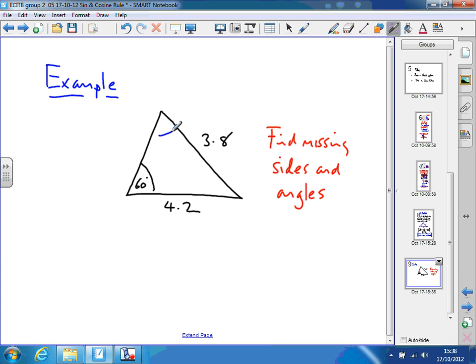And then once we've got that angle, then I know two of the angles, so I can find the third, because all the angles in a triangle are 180. Once I've got that angle, I can find this missing side. So let's label this thing up, and then we can explain that.